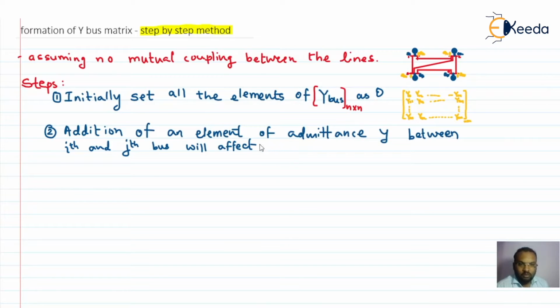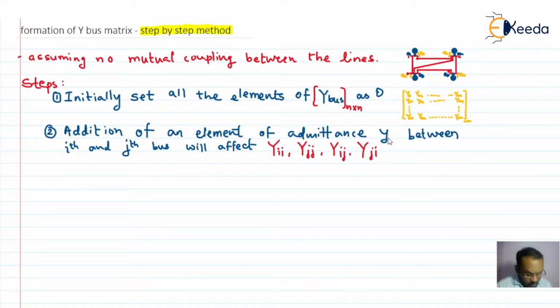As it has been added between the ith and jth bus, it will affect these elements: Yii, Yjj, Yij, and Yji. These four entries of the Y-bus will get affected on addition of an element having admittance y.